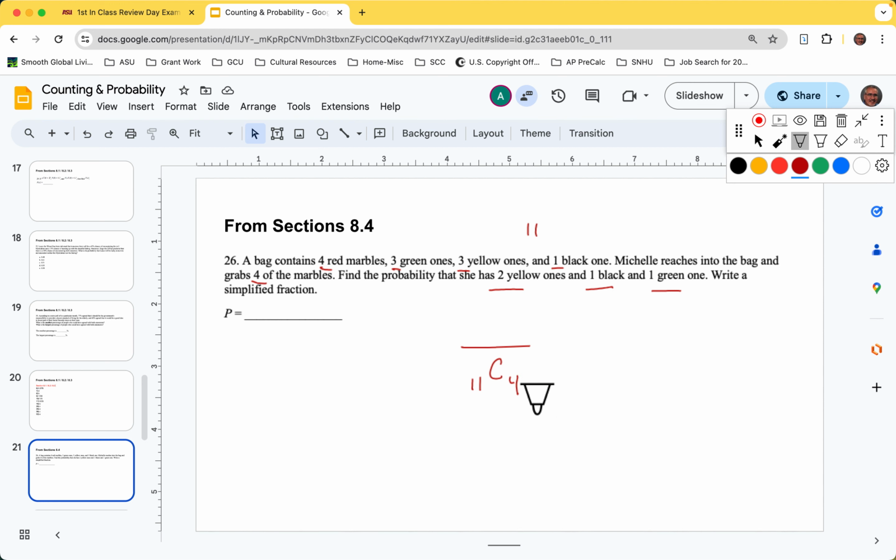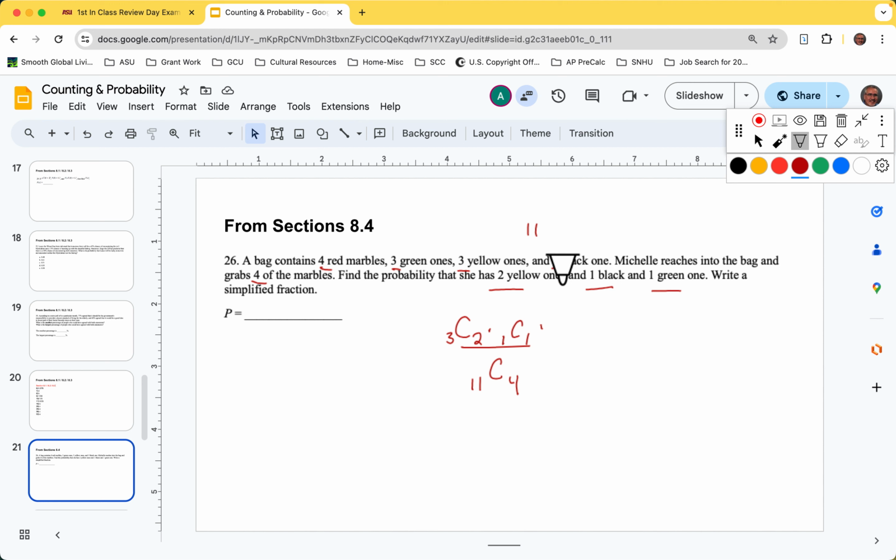In the numerator, you're going to have a bunch of choices multiplied together, and the total chosen needs to add to 11, and the total here needs to be 4. So this is just going step by step. She has 2 yellow. How many yellows are there? There are 3 yellows. So out of those 3, she is going to choose 2. She gets 1 black. How many black are there? There's 1 black, so she's going to choose 1 black.